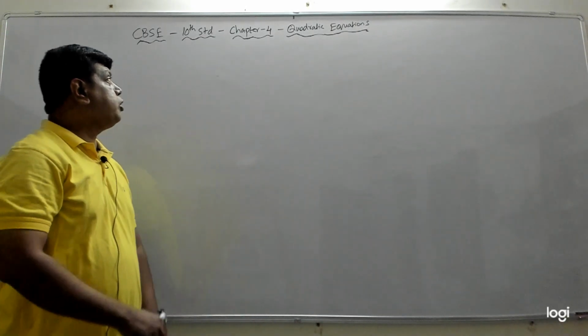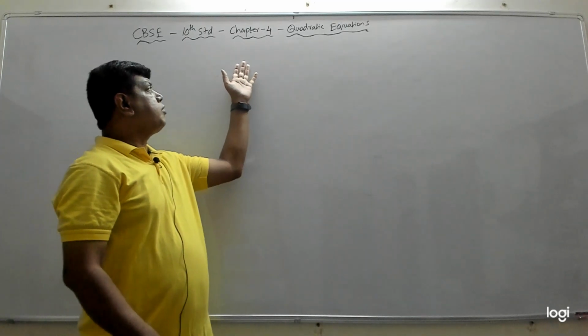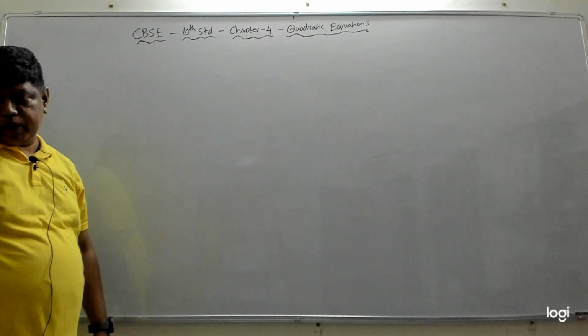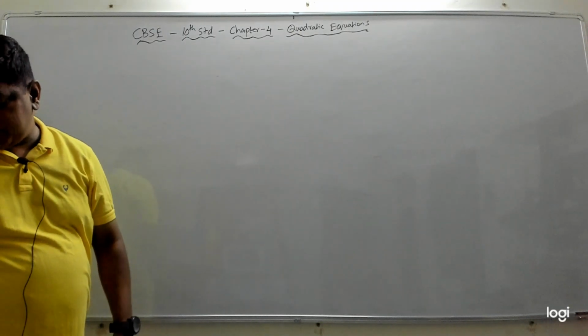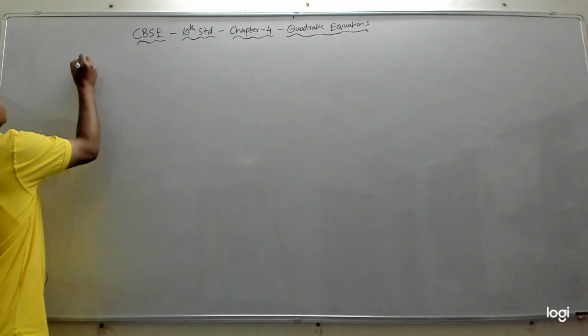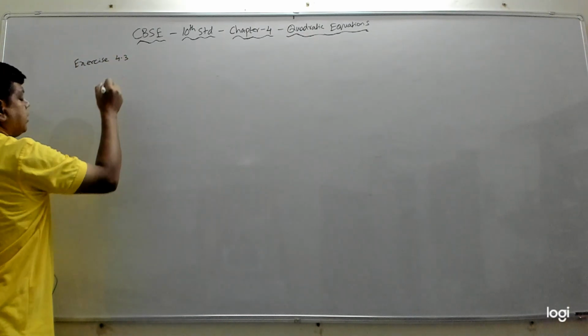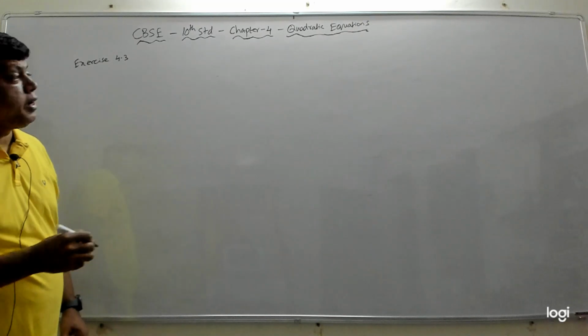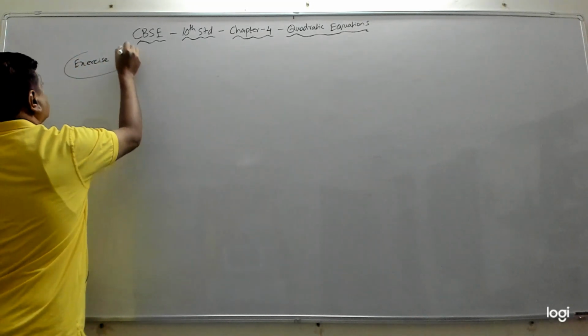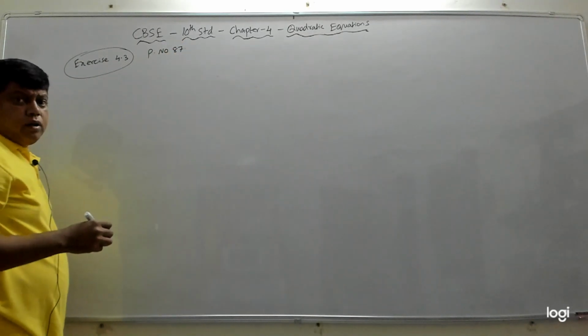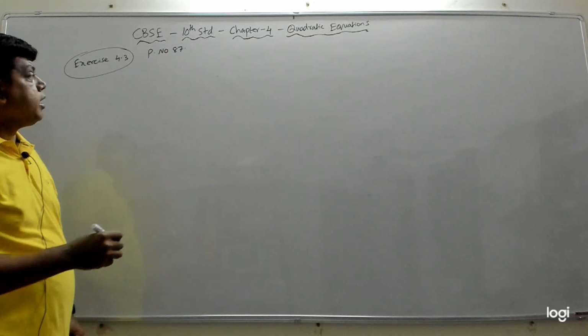In this video, we'll continue with chapter 4, quadratic equations, for 10th standard CBSE mathematics. We'll continue from exercise 4.3, on page number 87 of your textbook, and we'll continue from the second problem.